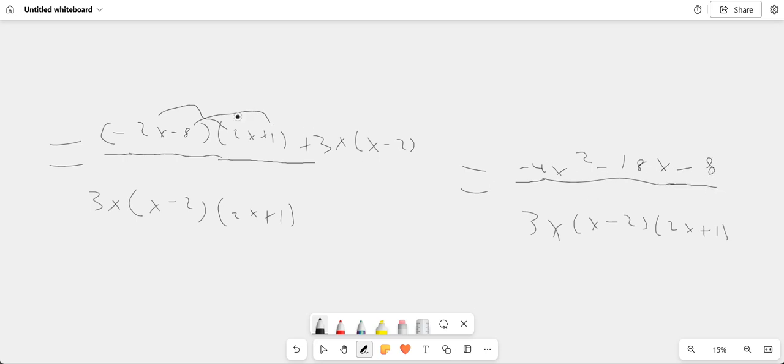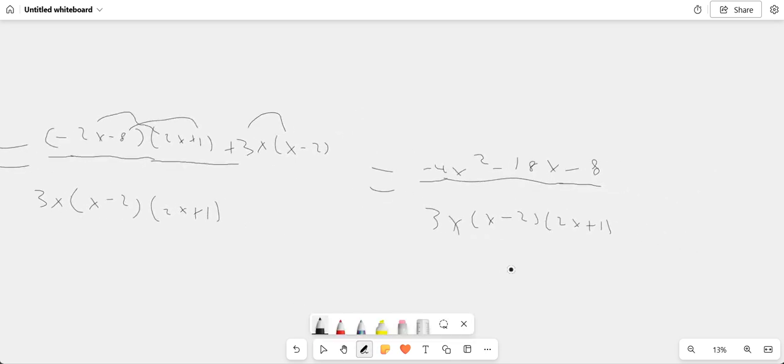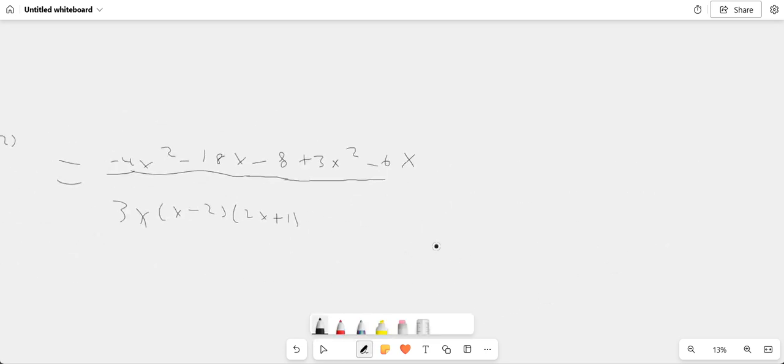And now on the right hand side, we've got 3x times x, that's plus 3x squared. And then 3x times minus 2, that's minus 6x. Cool. So minus 4x squared plus 3x squared, that's minus x squared here. And then minus 18x here, minus another 6x, that's minus 24x here. And then the minus 8 just stays.